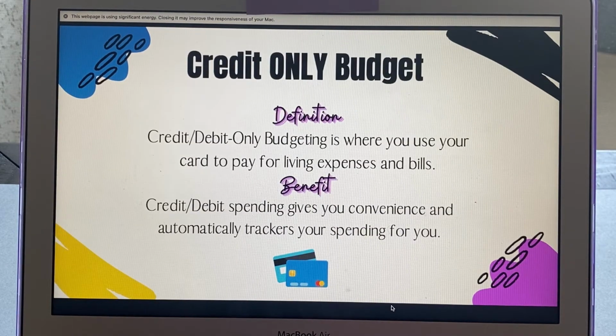All right, moving on to credit only or debit only spending. So this is where you literally use just your card to pay your living expenses and your bills. So everything is digital. The benefits of this budget method is convenience, and it automatically tracks all your spending. So every time you swipe that card, you already know. You can just go back to your bank statements and see, oh, yep, I spent $20 at Target, or yeah, I spent $10 at Chick-fil-A. So everything's automatic for you, and it's real easy to swipe that card.